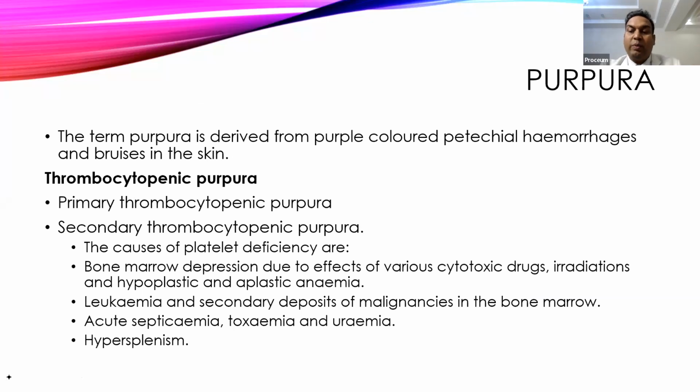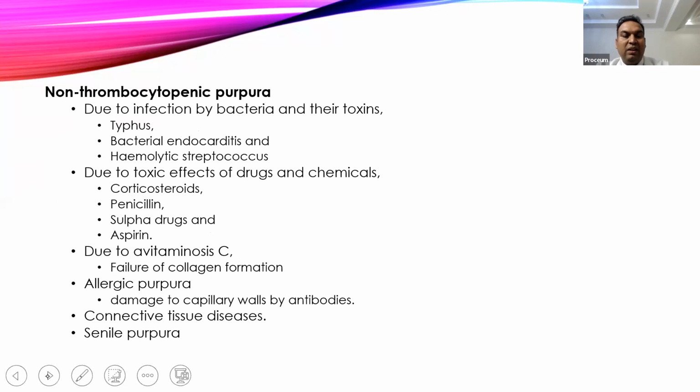the thrombocytopenic purpura. The first condition is where we don't know the cause, that is primary thrombocytopenic purpura. Sometimes we also call it idiopathic thrombocytopenic purpura. Second is where the cause is known, where platelets are deficient either because of bone marrow depression, or leukemia, or septicemia, or hypersplenism, then it causes purpura. That is called secondary purpura.